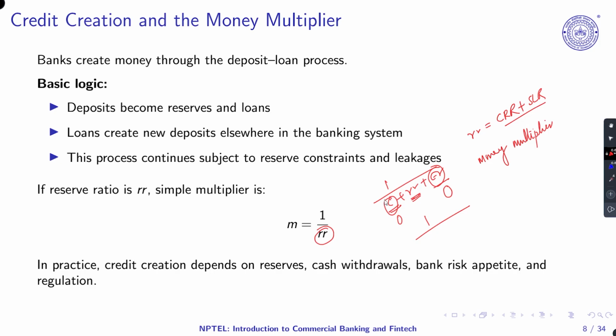Whereas C, we mentioned, is a leakage. It is also a leakage. It means that banks have extra money to keep in the bank. They are not able to lend, and this is not a good business for them.